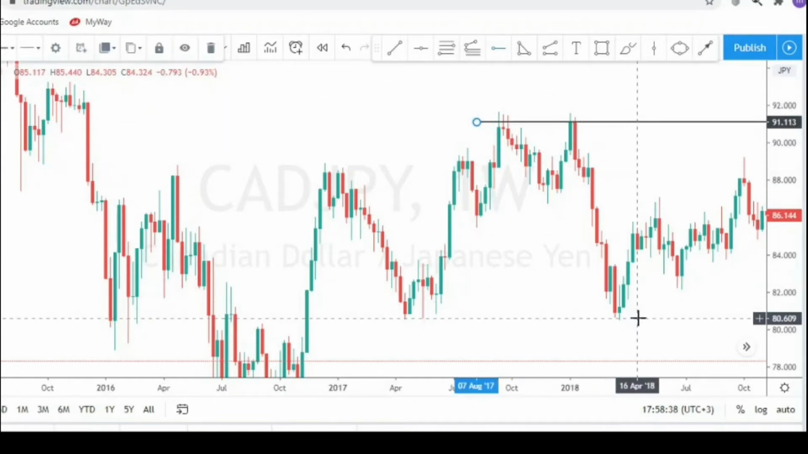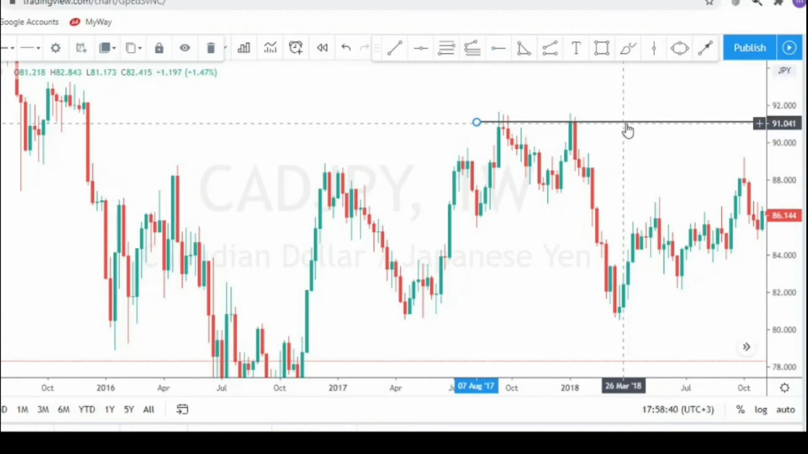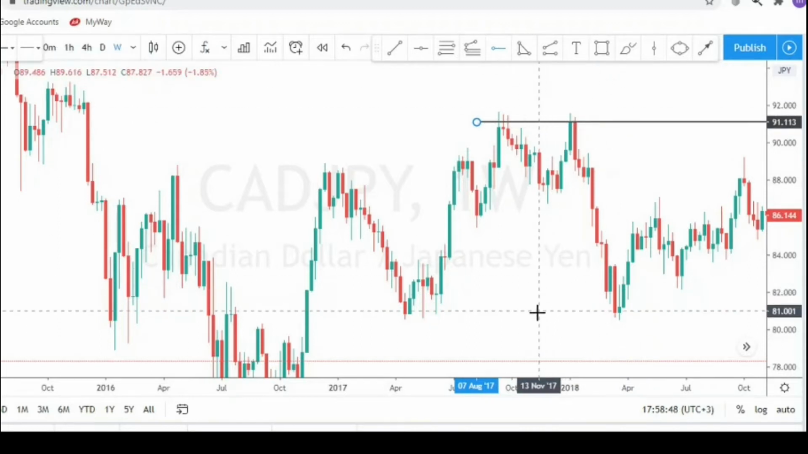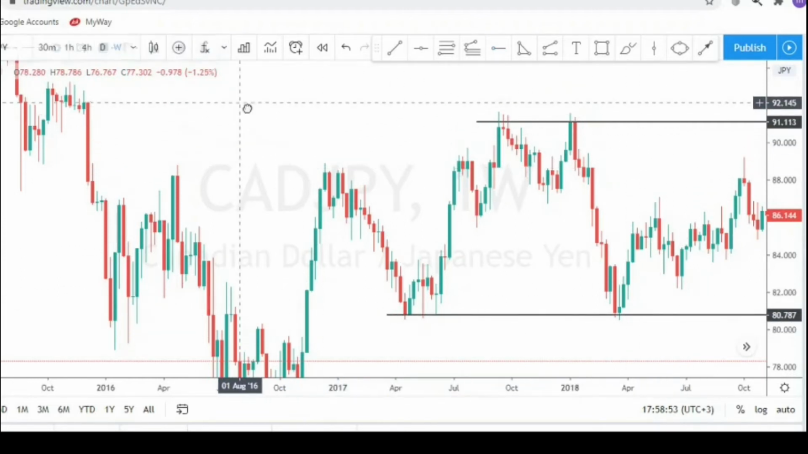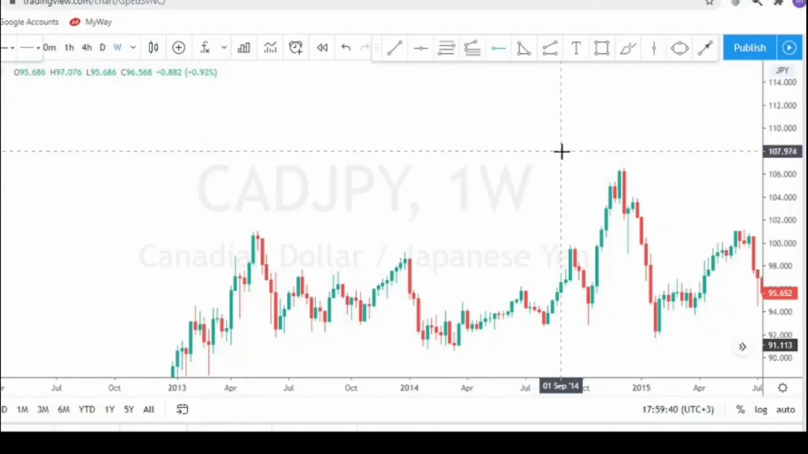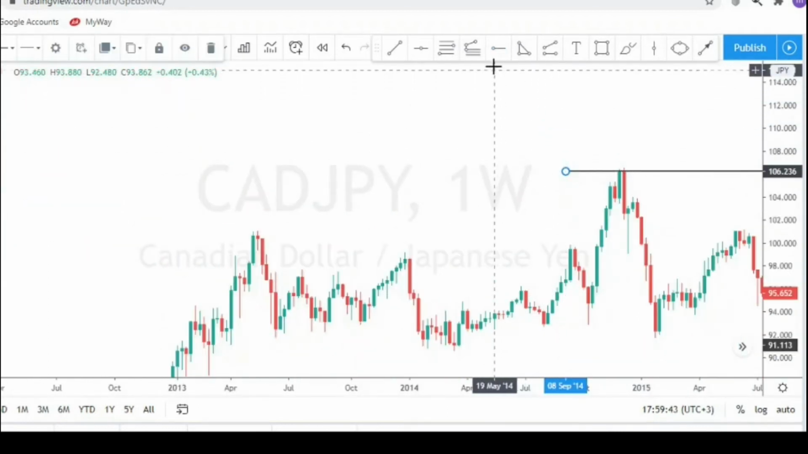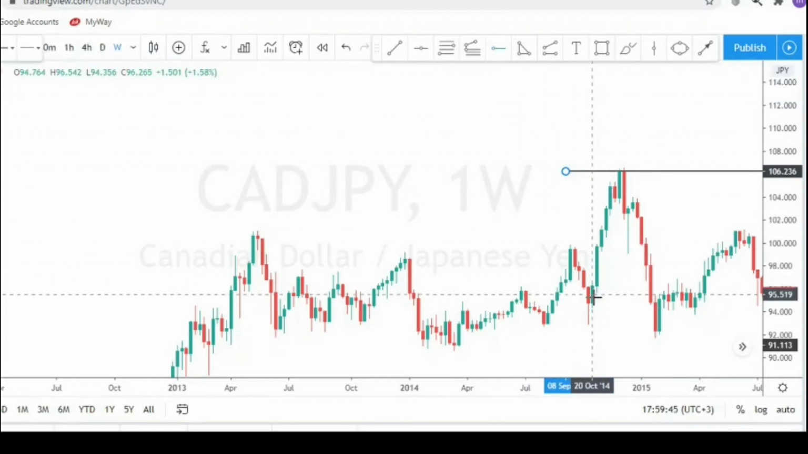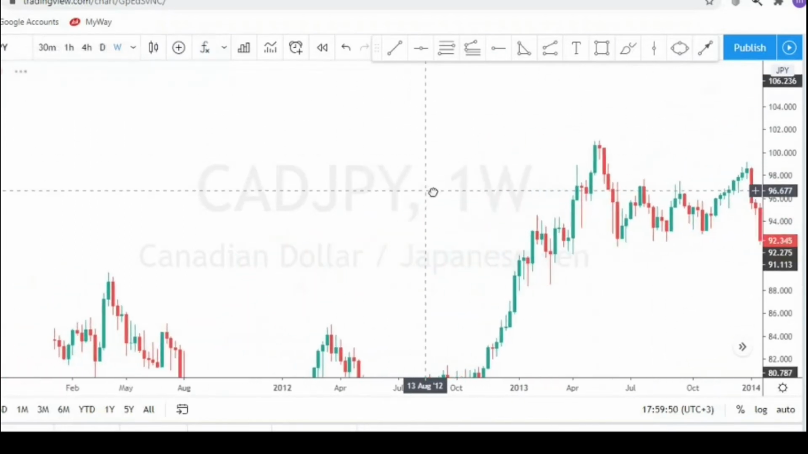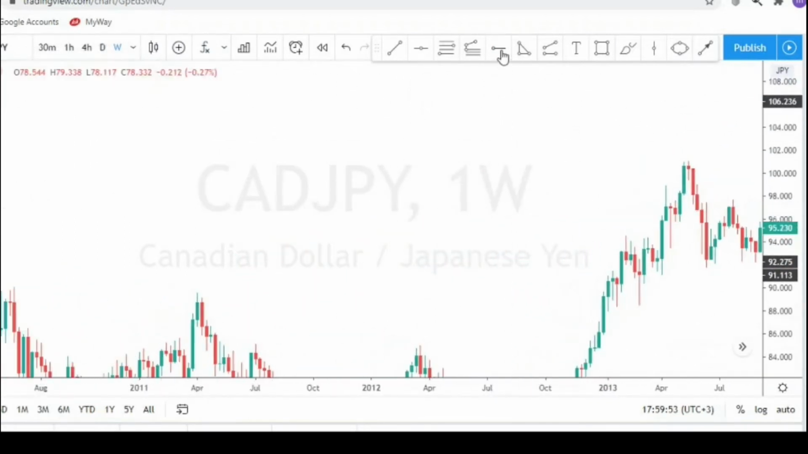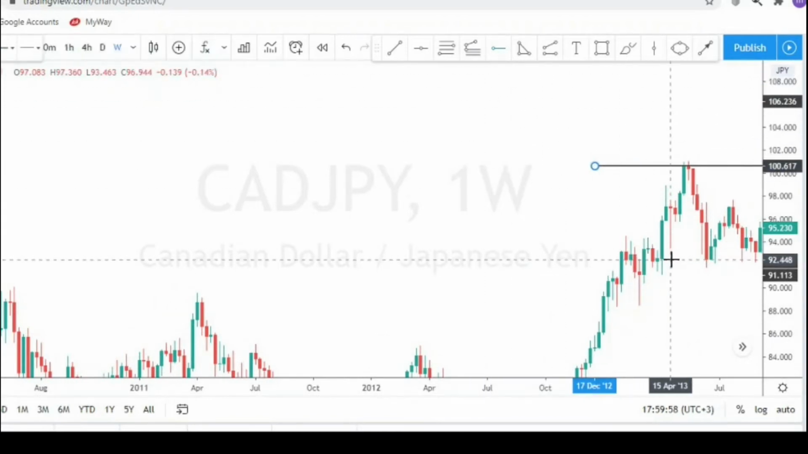This was a swing high, the highest level where price has been rejected, and the swing low, the lowest level where price has been rejected. This would be our resistance at the swing high and support at the swing low. Same example: resistance, support.